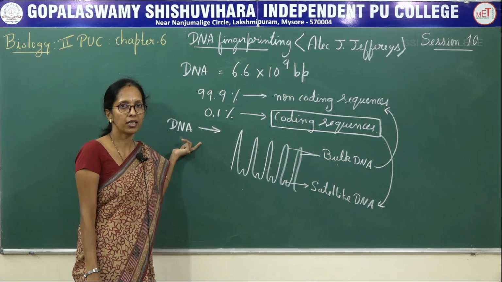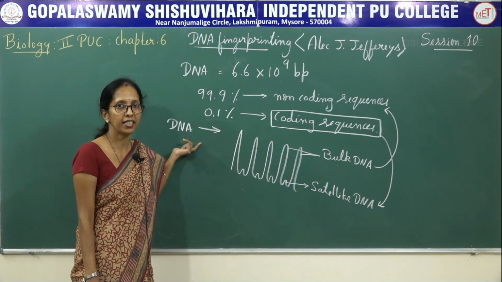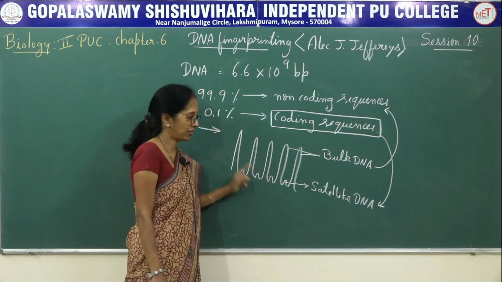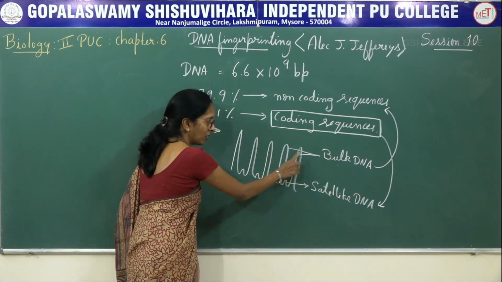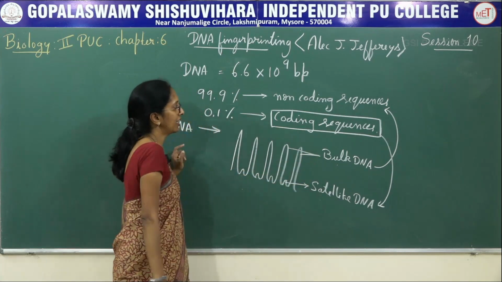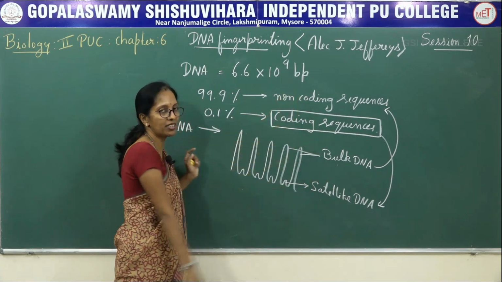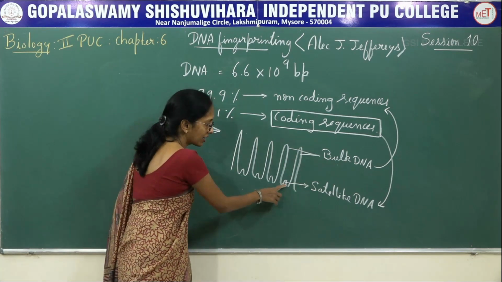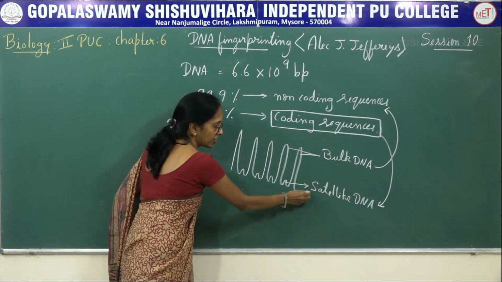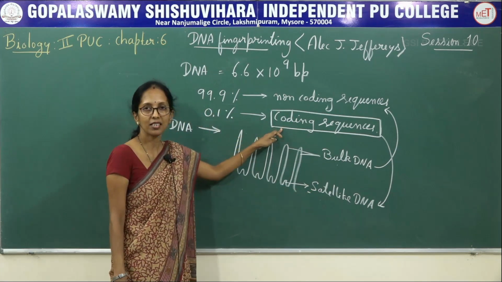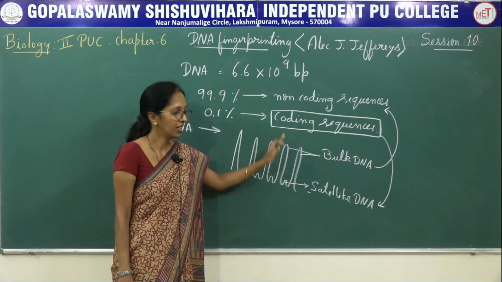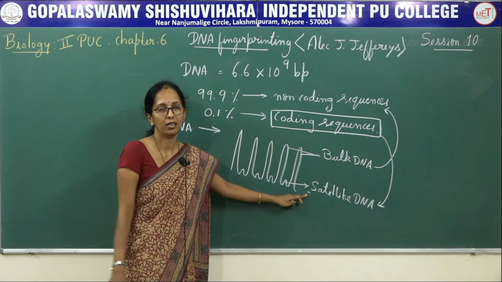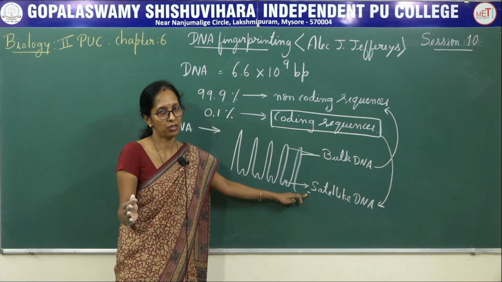DNA is isolated and subjected to density gradient centrifugation. What happens? We'll get two different peaks. The higher, elongated one is said to be bulk DNA, that is nothing but non-coding sequence, so that it is common in all the individuals. The very small peak is said to be satellite DNA, that is nothing but the coding sequence. This is very important and this is very unique from individual to individual.